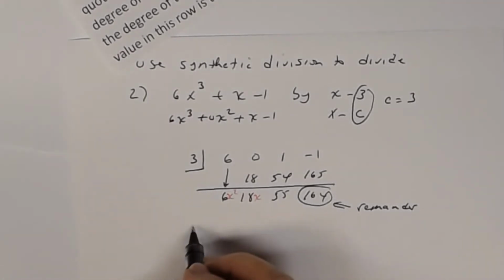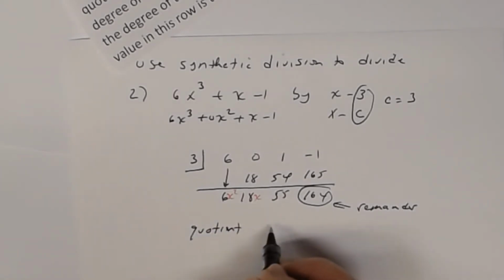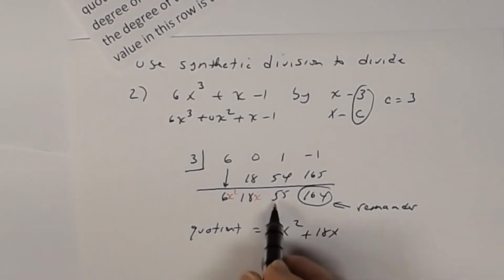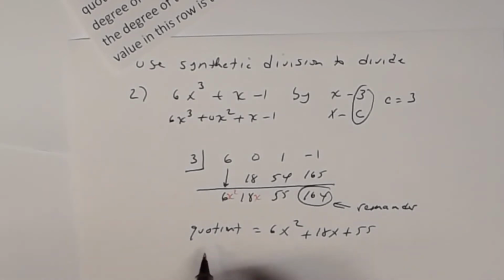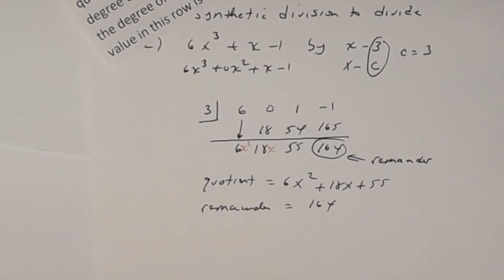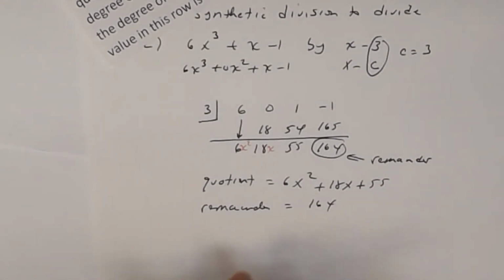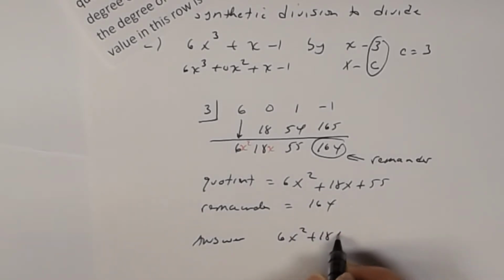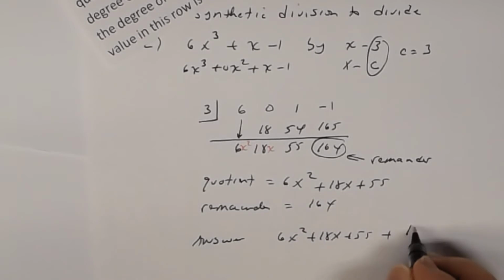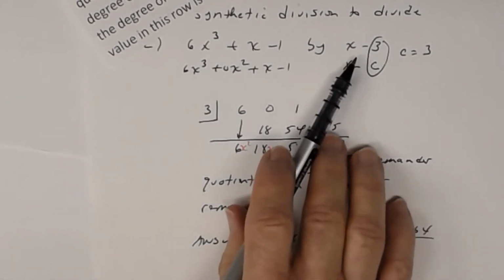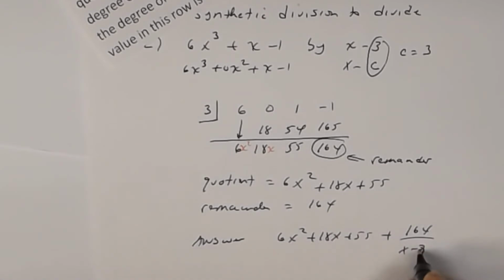So your quotient then will be 6x squared plus 18x plus 55. And your remainder is 164. And so when you rewrite this, usually it'll say divide like we did here. So you're going to say the answer will be 6x squared plus 18x plus 55 plus the remainder divided by the divisor, which is x minus 3. Okay? All right. So let's look at another one.